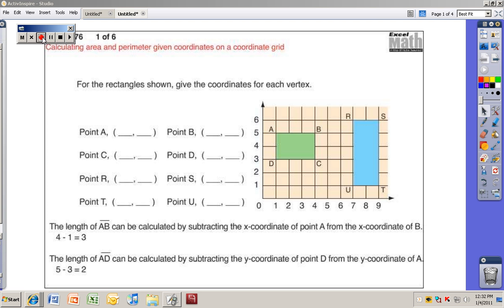All right, this is 6th grade, lesson 76, calculating area and perimeter given coordinates on a coordinate grid. These can be a little tricky, not too tough, but I think if you pay attention to this, then you'll get it. If you don't watch the lesson, which obviously you are, you'll have some trouble with it if you don't really pay attention to the lesson.